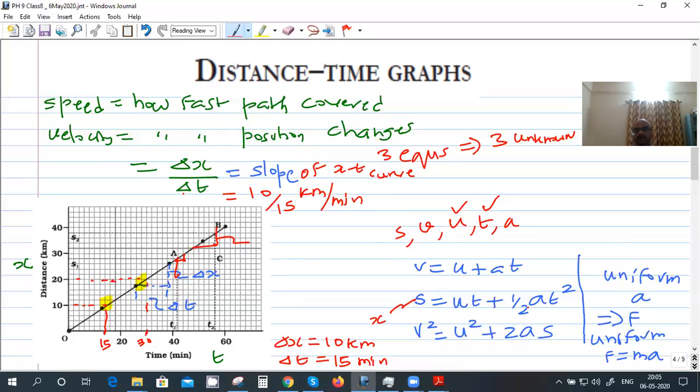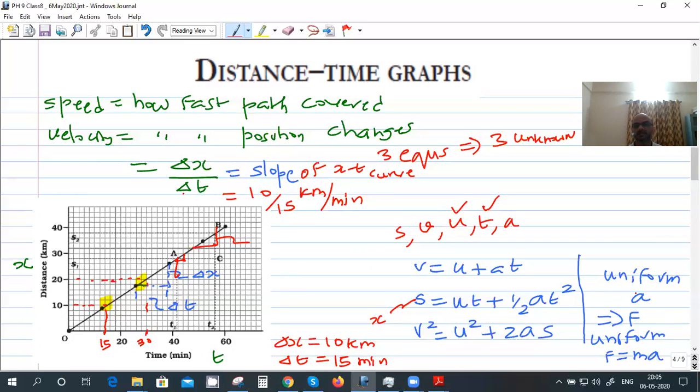So x is equal to ut plus half at squared. No? So the equation of a line means the t squared term will not be there. Yes, the equation of a line, y equal to mx plus c, right? There is no x squared in that. Straight means the power of x should be 1 and the power of y should be 1, and there can be a constant. There should not be any t squared term.